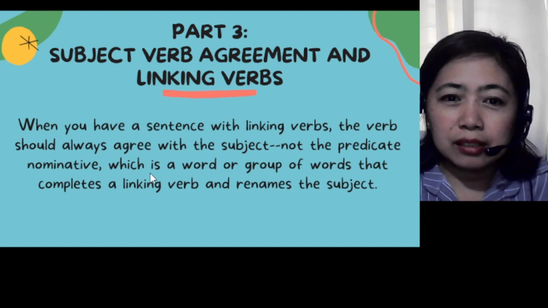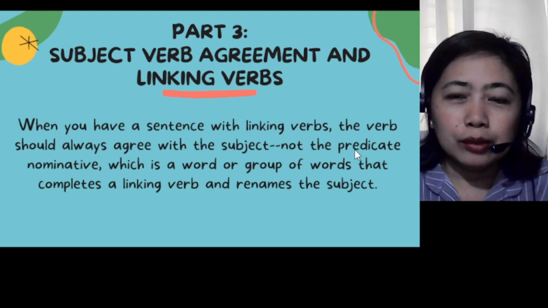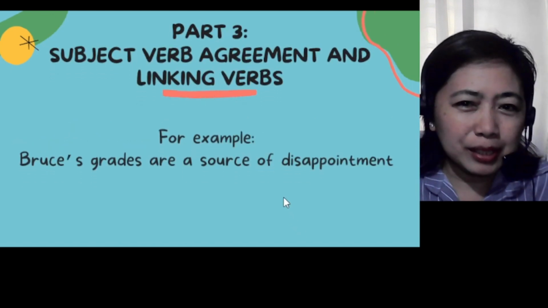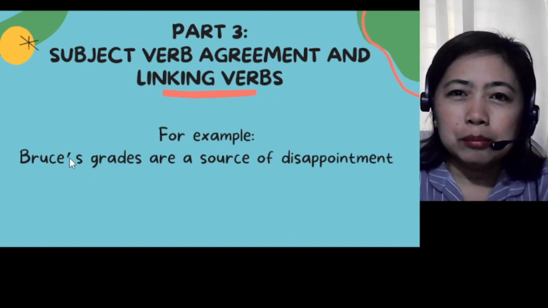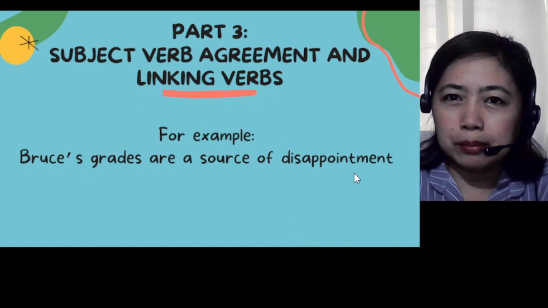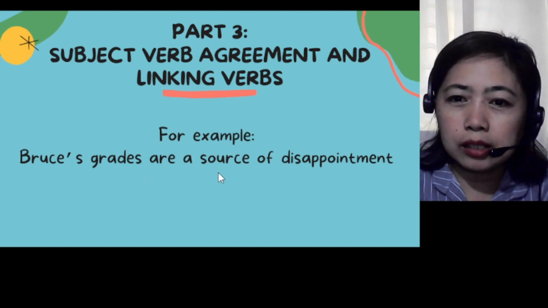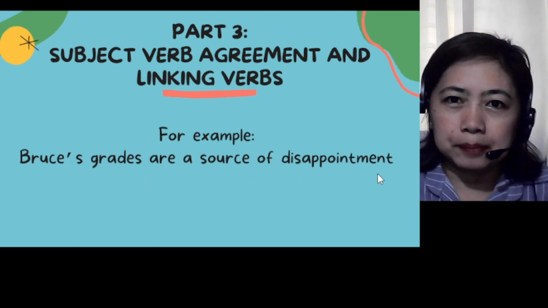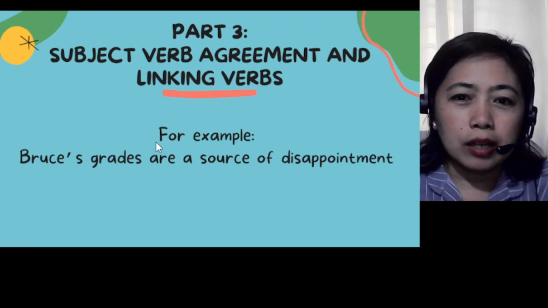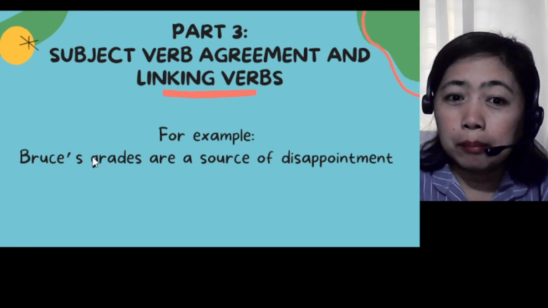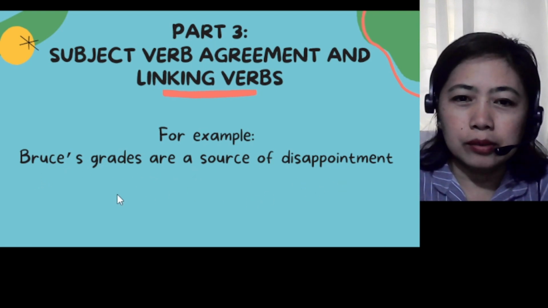And when we say predicate nominative, it's always our predicate that starts with our linking verb. We have here an example to make it clear for you. Bruce's grades are a source of disappointment. So our predicate nominative starts with "are a source of disappointment." Here, we're talking about the grades of Bruce. Our subject here is not Bruce, but his grades. So grades are a source of disappointment.